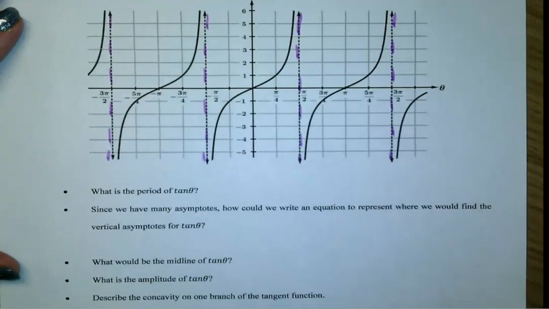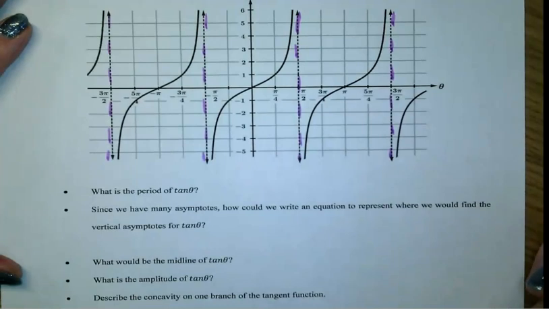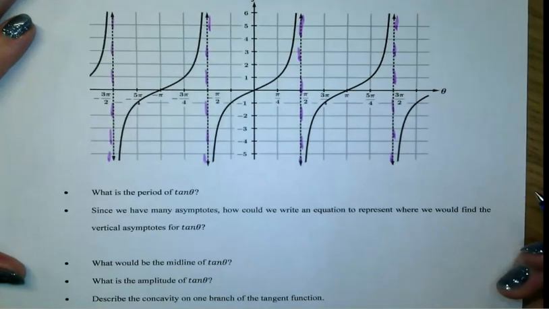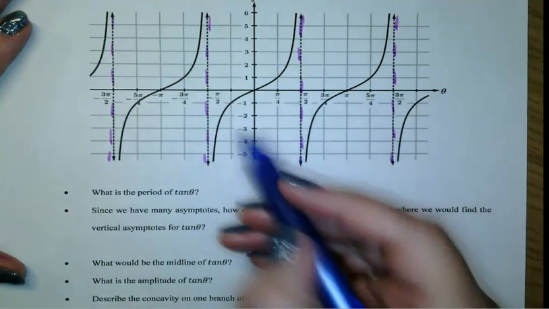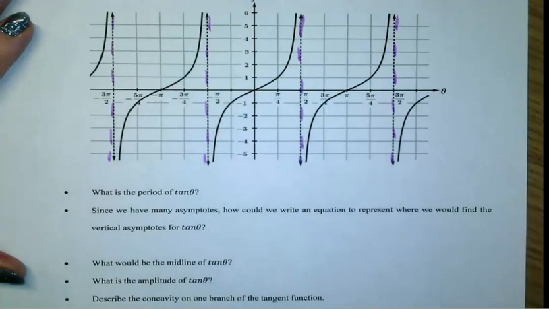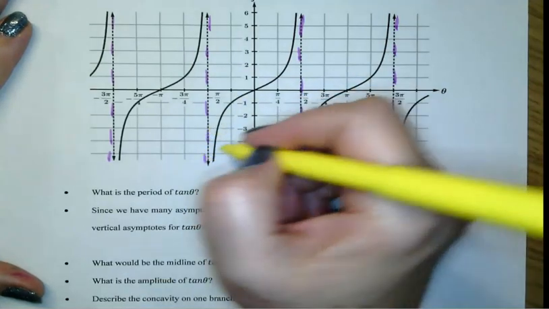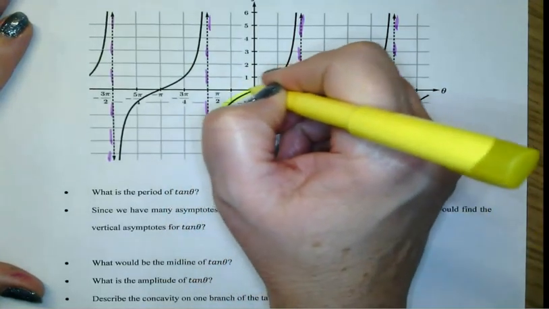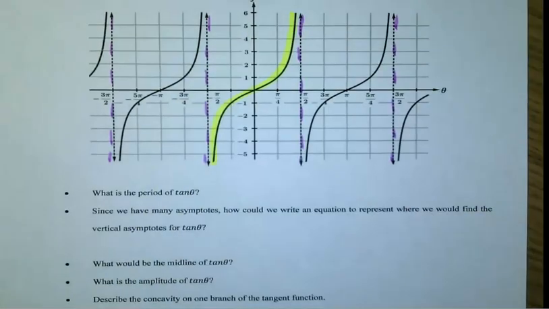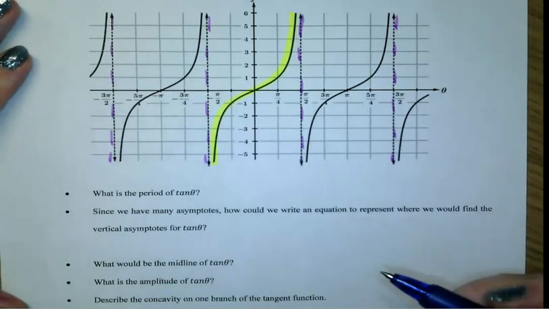Then we're going to talk about some key points here. First, what is the period of tangent? How long does it take from the beginning of the wiggle to the end of the wiggle? In other words, between -pi/2 and pi/2. Let's look at this one right here, which will be our principal branch that we're going to talk about. I'm going to highlight it here. There are multiple branches, but let's get all our characteristics from one, so everybody's talking and looking at the same thing.